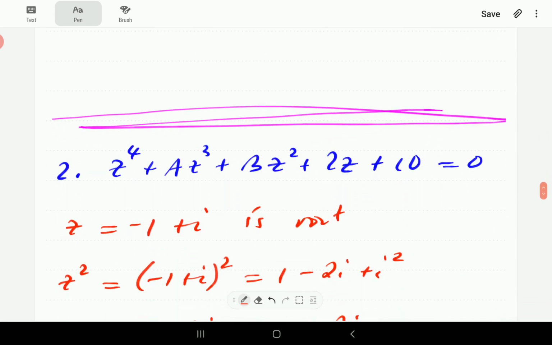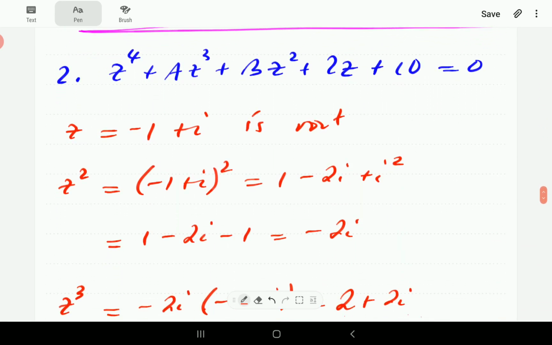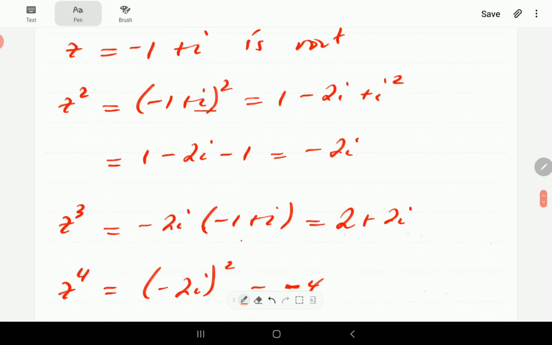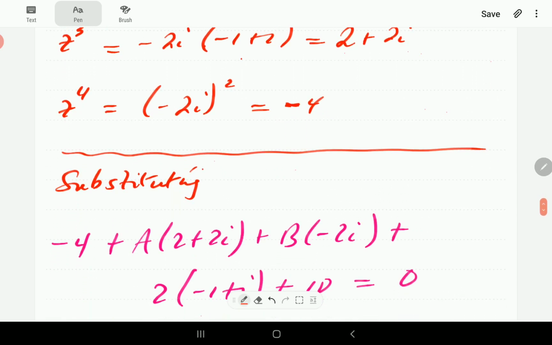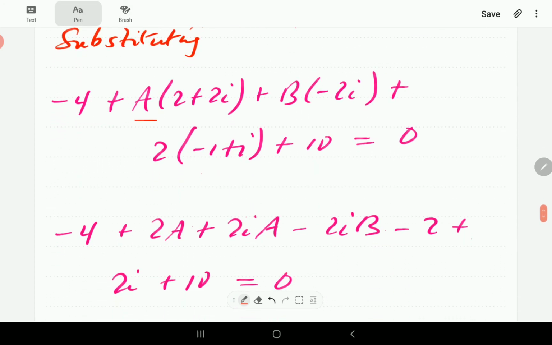All right, so for number 2, this is our polynomial. a and b are real. We're given that minus 1 plus i is a root. So if we work out z squared, it works out to negative 2i. z cubed works out to 2 plus 2i. z to the power 4 works out to minus 4. So if you plug into the equation, this is what we get.